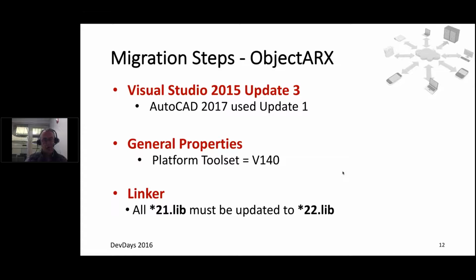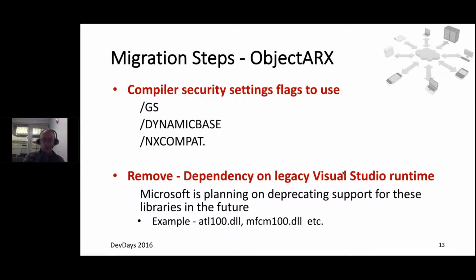So anyway, the other migration steps you have to take are you change the platform toolset in Visual Studio to v140, and you change all your linker settings to change from the 2.1 versions of the libraries to the 2.2 versions of the C++ libraries. There's some other migration steps as well.